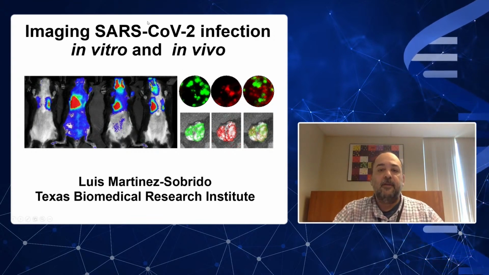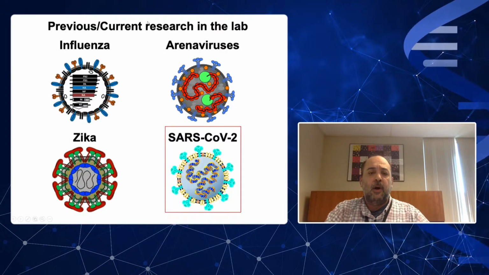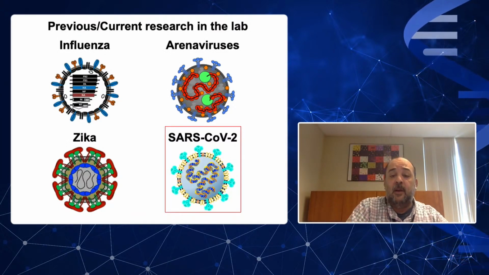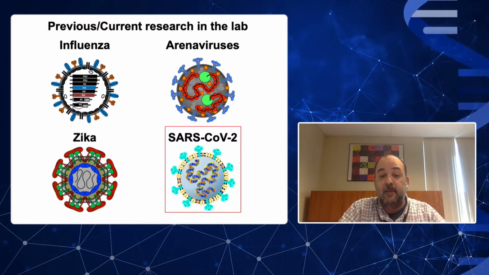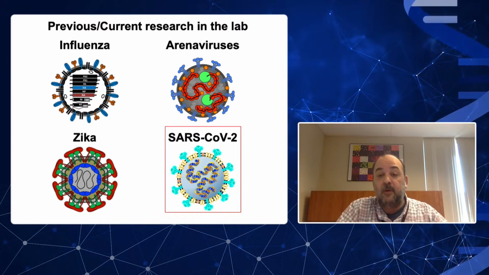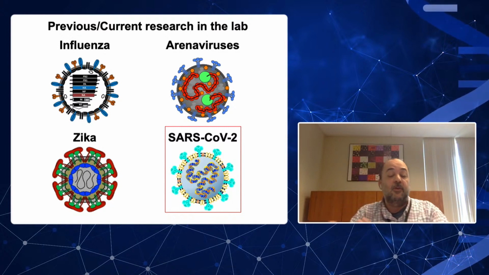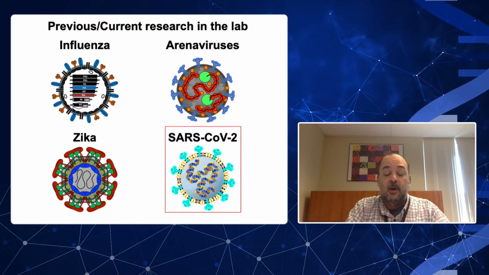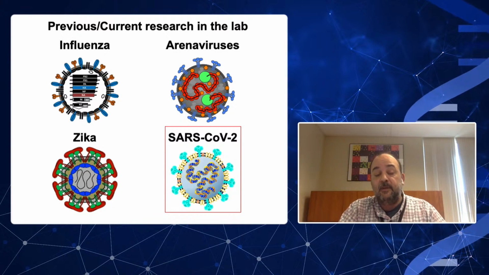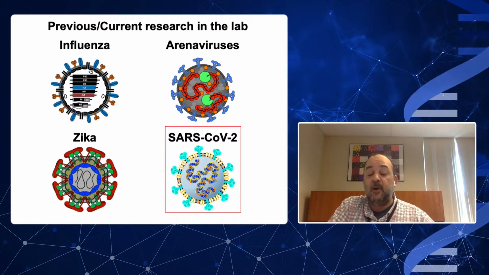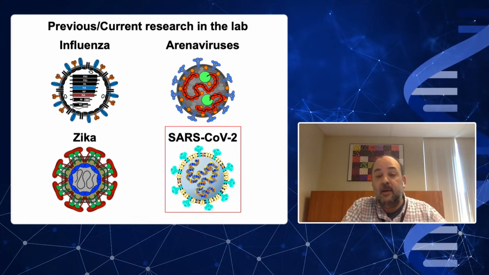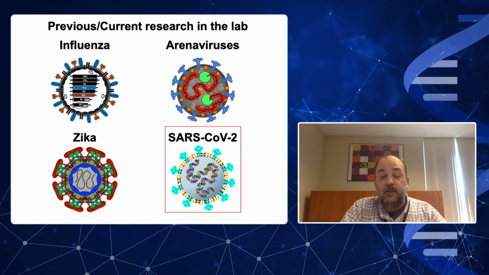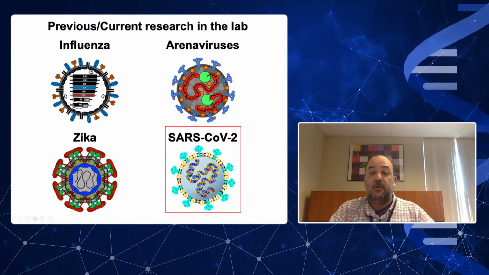Now, as Ella mentioned, before starting at Texas Biomed, or let's say before the pandemic, research in our lab mainly focused on influenza, arenavirus, and Zika. The reason why we study influenza is because, besides its significance in humans, at Rochester we have one of the centers of excellence on influenza research and surveillance, and our laboratory was responsible for the pandemic influenza response.